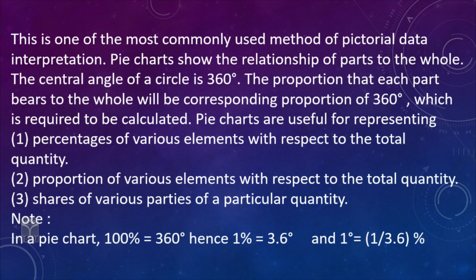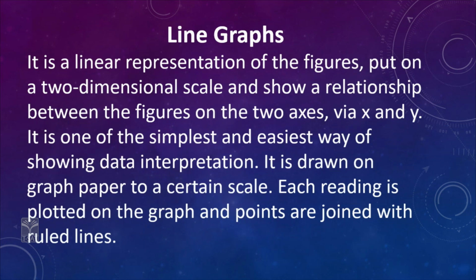Note, the pie's 100% means 360 degrees, so 1% is 3.6 degrees, and 1 degree is 1 by 3.6%. You have to know all this statistical data. Now coming to the next one, line graphs.